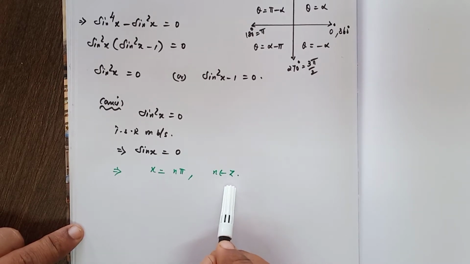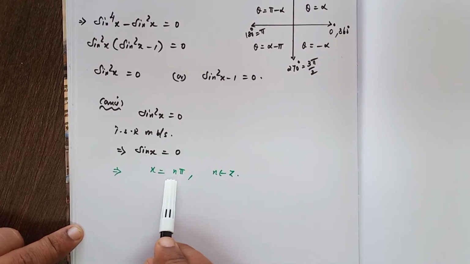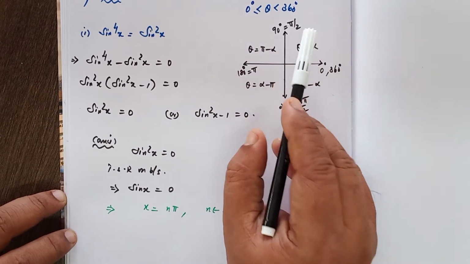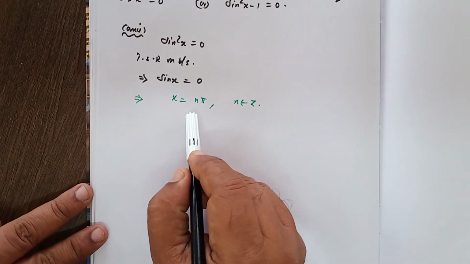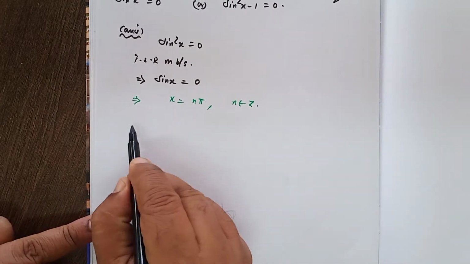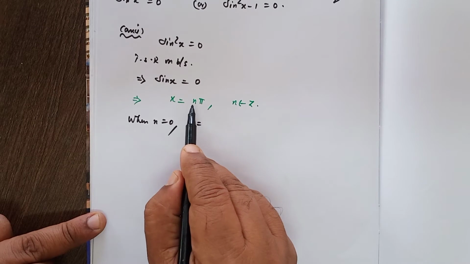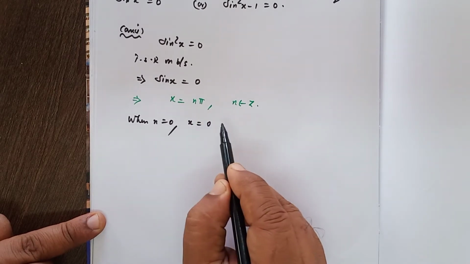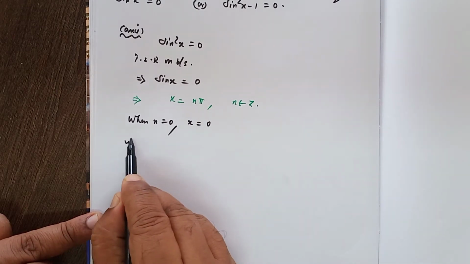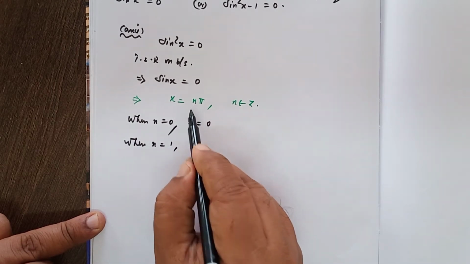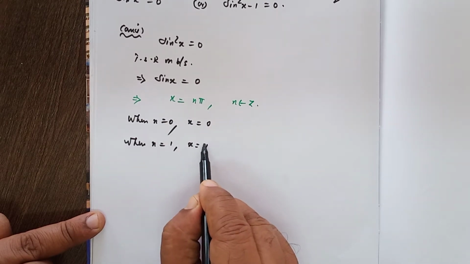But we can consider only positive numbers, because if we consider one negative number, say n equal to minus 1, into pi, we get minus pi. So minus pi, that is minus 180 degree, doesn't lie in this interval. So we have to consider only positive values including 0. Okay, I take 0 when n is equal to 0, x is equal to 0 into pi, that is equal to 0. When n is equal to 1, 1 into pi, pi.